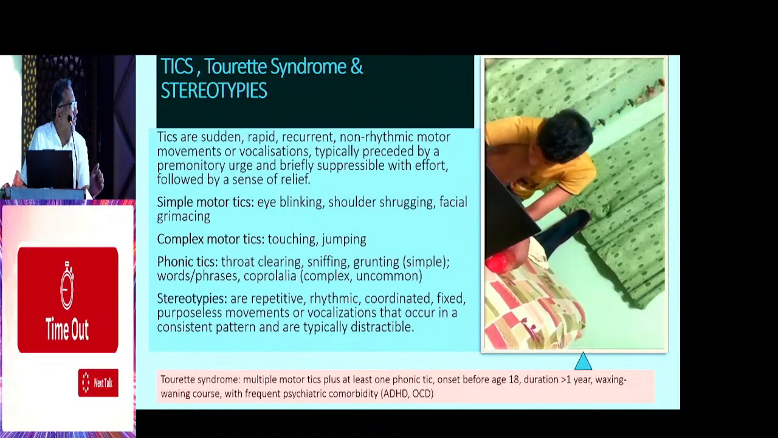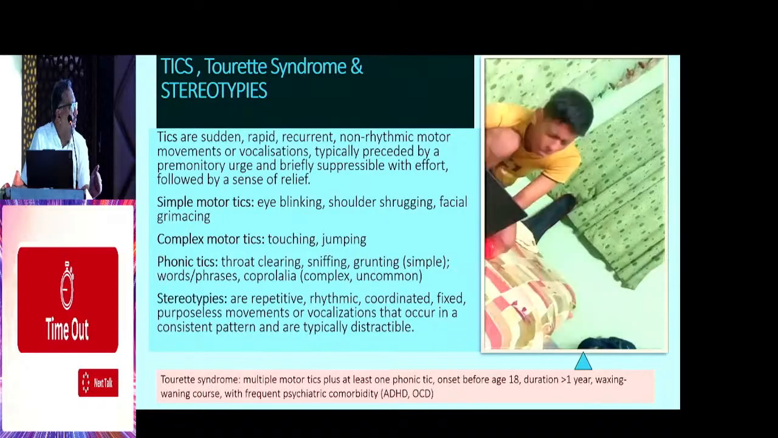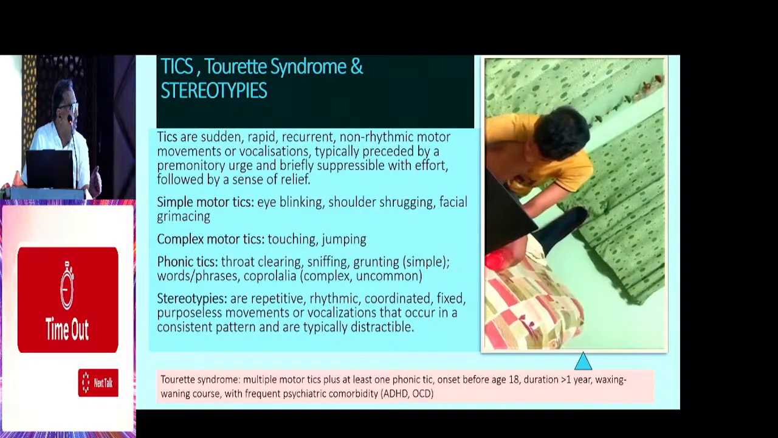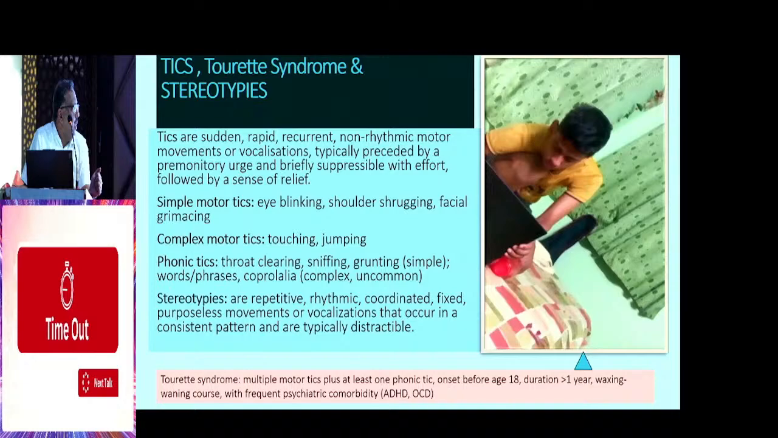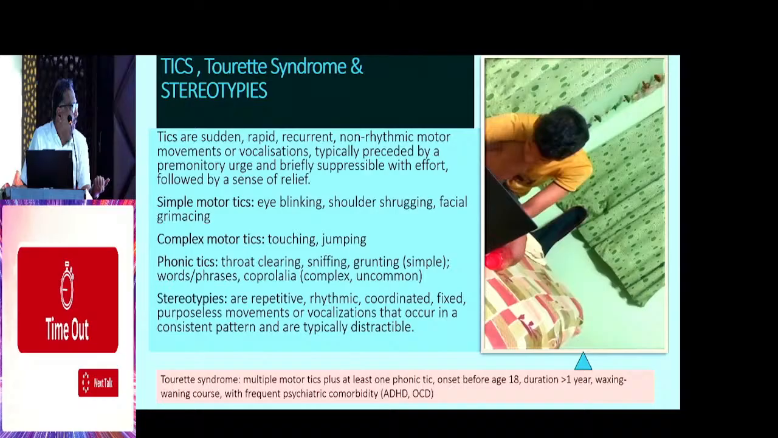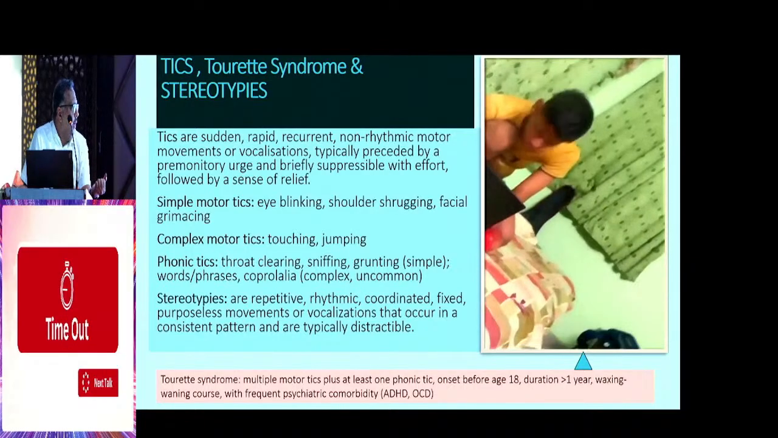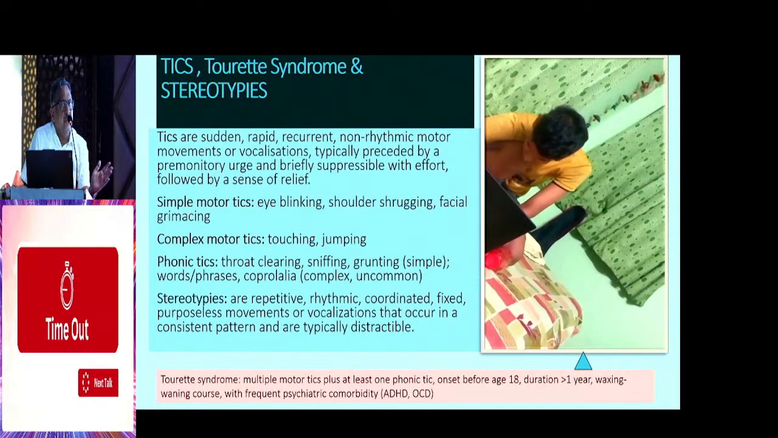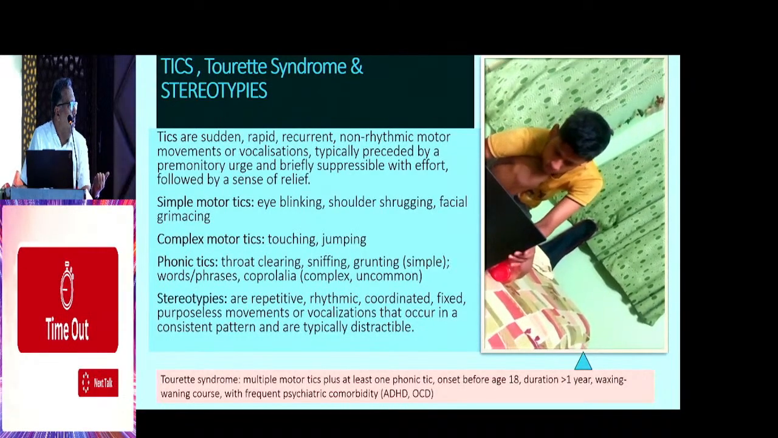Tics are sudden, rapid, recurrent, non-rhythmic motor movement or vocalization, typically preceded by a premonitory urge and briefly suppressible with effort, followed by a sense of relief. Simple motor tics: eye blinking, shoulder shrugging, facial grimacing. In this patient it is facial grimacing. Complex: touching, jumping. Phonic: throat clearing, sniffing, grunting, words, phrases. Stereotypy is repeated, but it is persistent. This one is intermittent. So this case is Tourette syndrome.